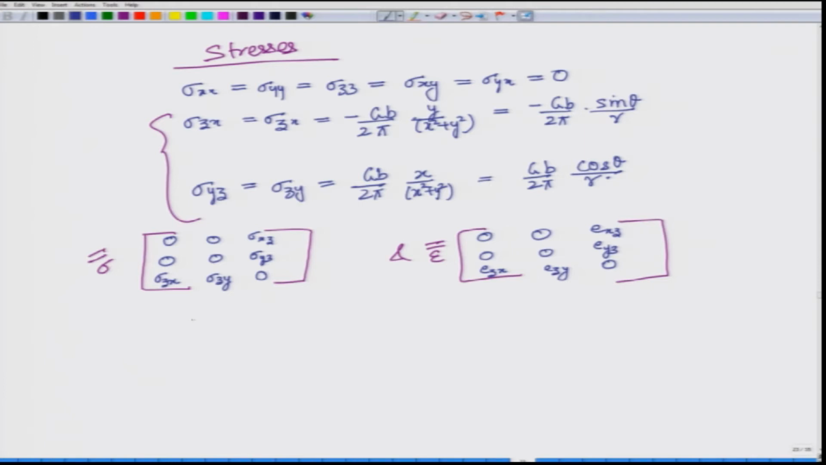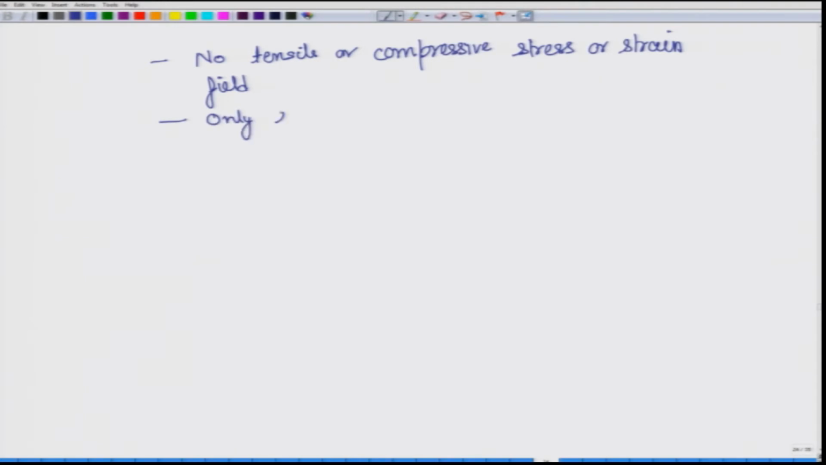So, what do we see? There are certain points that we can note down from here. The 0 components that we looked at over there are actually tensile and compressive. So, there are no tensile or compressive, the diagonal matrix which represent the tensile or compressive, the normal stresses. So, there are no tensile or compressive stress or even strain field. What we have is only shear, that too only in certain direction. We do not have any tensile or compressive.